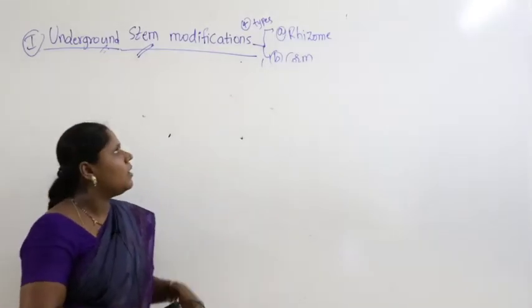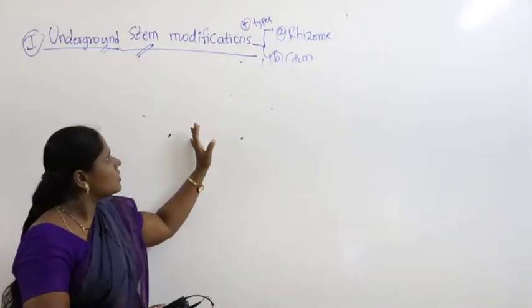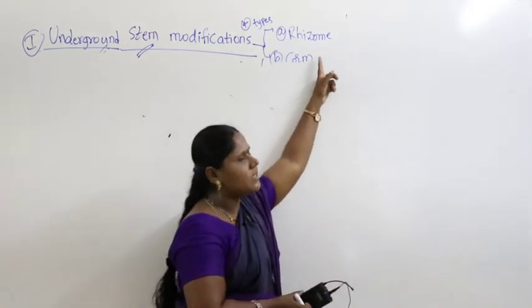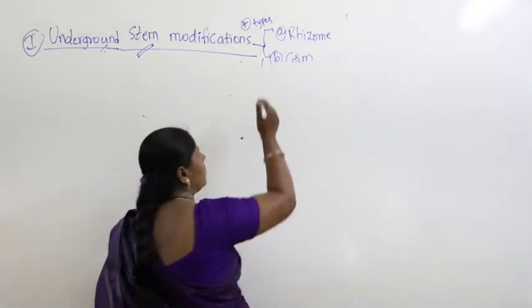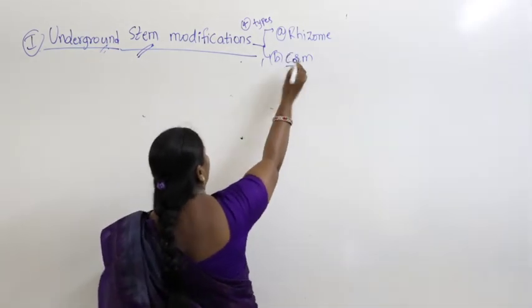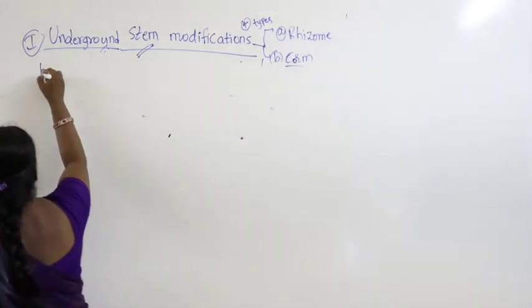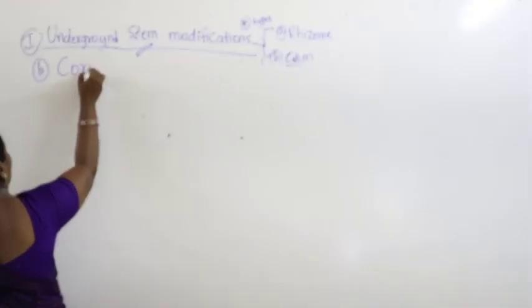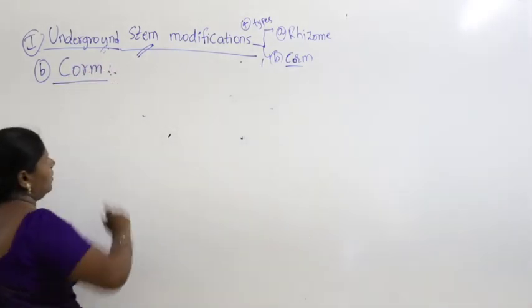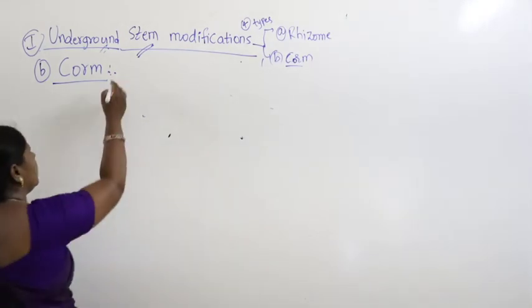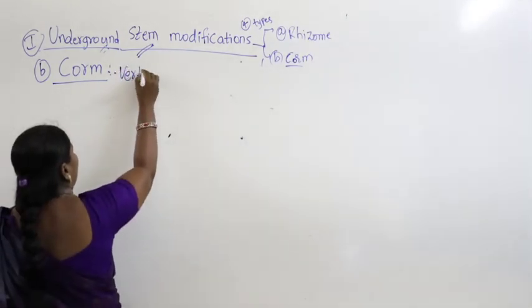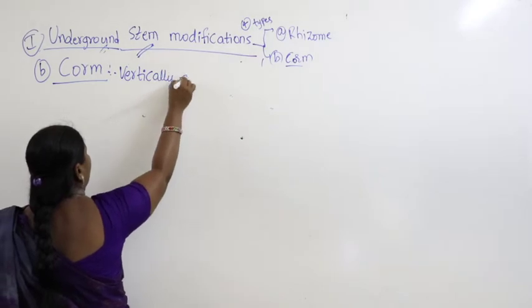Right. So guys, under underground stem modifications, the very first one we have discussed is rhizome. Now what is the second category we have to discuss? We have to discuss what is called corm. So I will write again here. The second category is called corm. Now what is this corm? This corm is a vertically grown underground stem.